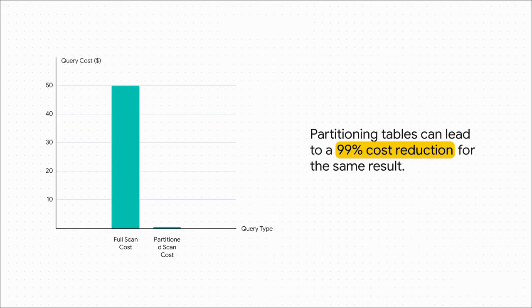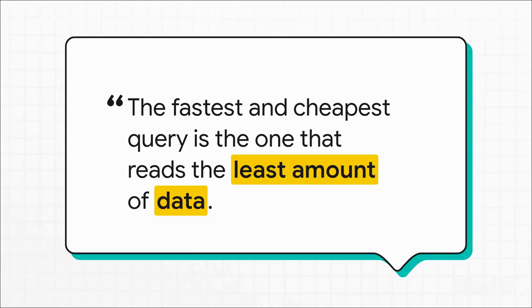It's a no-brainer. So this really should be your golden rule. This is the mantra for BigQuery. The cheapest and fastest query is always the one that reads the least amount of data. Every byte you can avoid scanning is literally money back in your pocket.